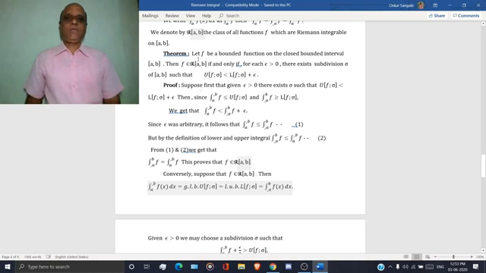Then we have the theorem. The statement of the theorem is: let f be a bounded function on the closed bounded interval AB, then f belongs to R[a,b], meaning f is a Riemann integrable function over the closed interval AB, if and only if for each epsilon greater than 0 there exists a subdivision sigma of the closed interval AB such that the upper sum for f corresponding to sigma is less than the lower sum for f corresponding to sigma plus epsilon. So we will prove it.